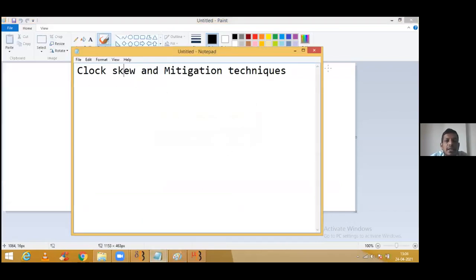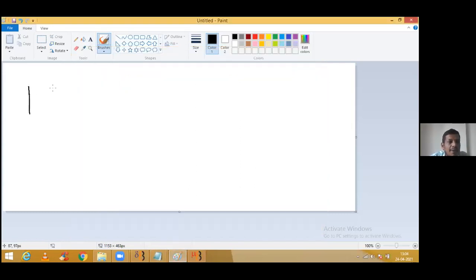What exactly does it mean? Skewing of clock is nothing but delay. Skew, in simple language, is a delay. How can we solve this? For example, if I'm having one component over here, any one register, and another register over here. Let's say a D register, a D latch, any type of latch. That is latch number 1. That is latch number 2.